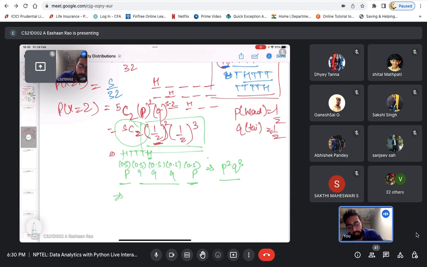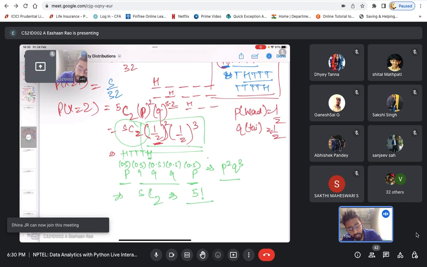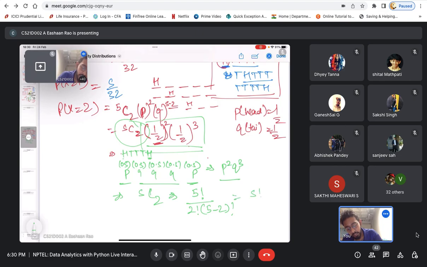So if you calculate it for the combination, you will write it as 5 factorial over 2 factorial into (5 minus 2) factorial. In this case 5 factorial, 2 factorial, 3 factorial, and if you try to solve it, it will be like 5 into 4 into 3 factorial. 2 factorial's value is 2 and 3 factorial cancels. This amounts to 10. And if you calculate this, it will be 10 into p squared q cubed.